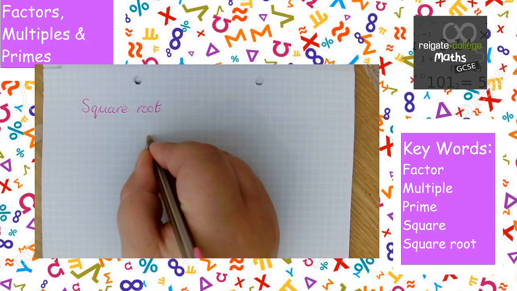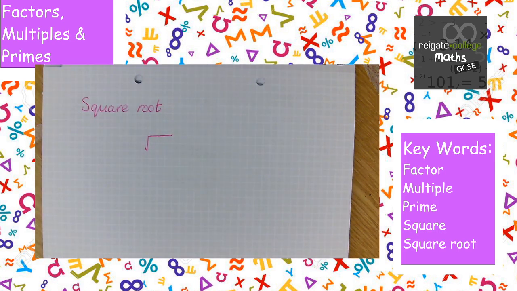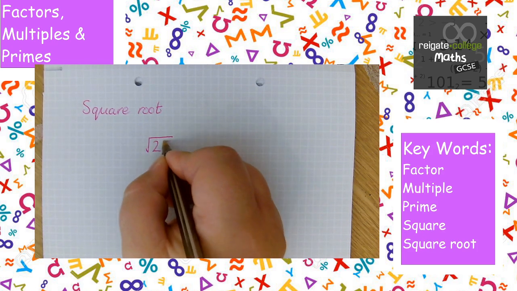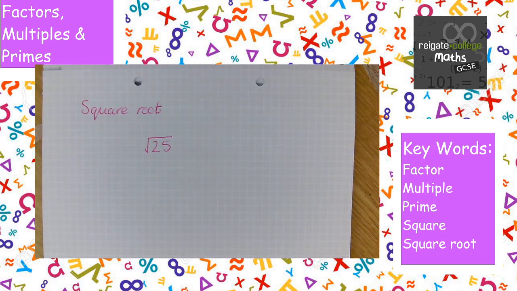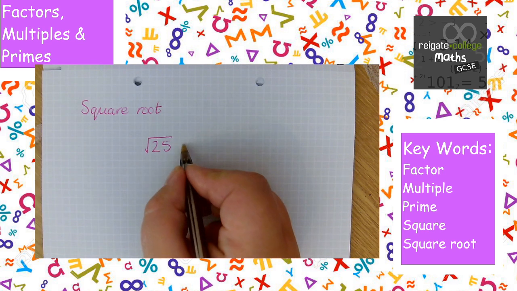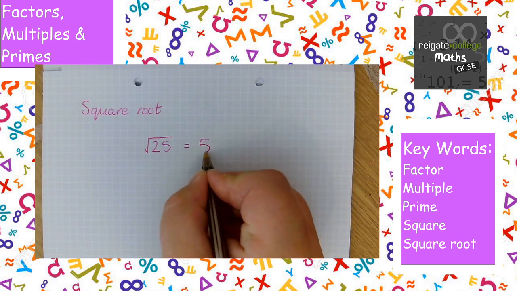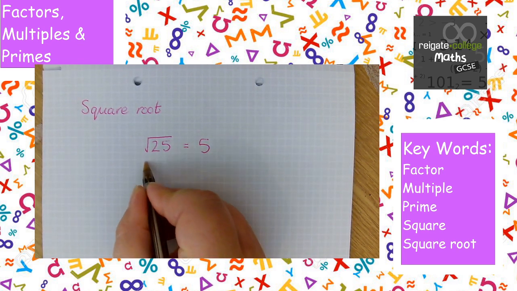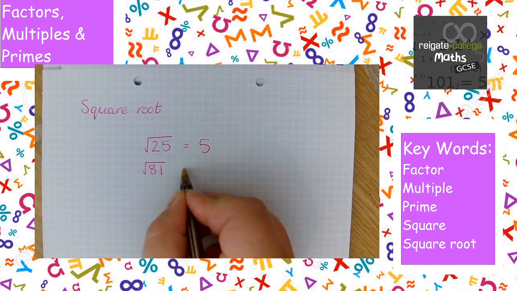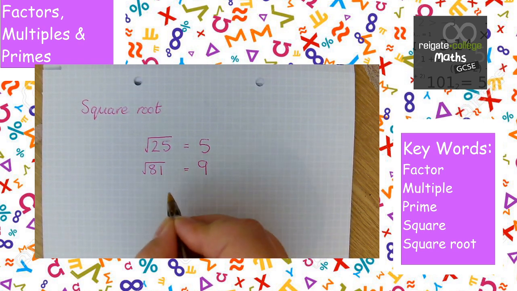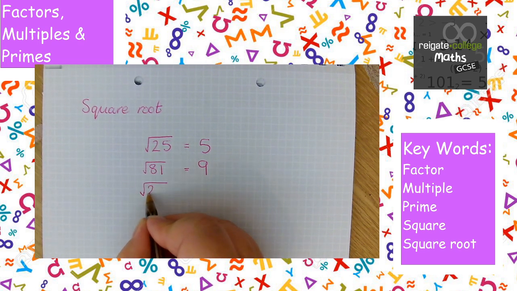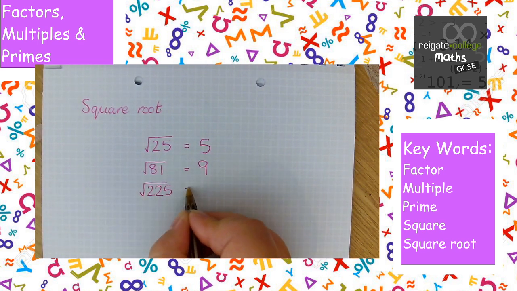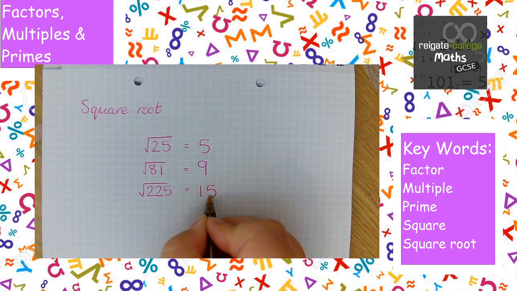The opposite function of squaring is to square root. Our square root symbol looks like that. The number that we wish to square root appears inside our symbol. If we have a square number, then the square root is going to be a whole number. The square root of 25, for example, is 5. The square root of 81 is 9. And the square root of 225 is 15.